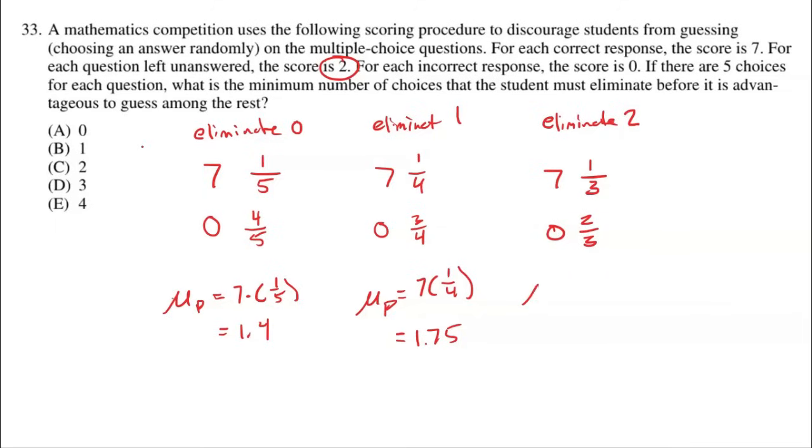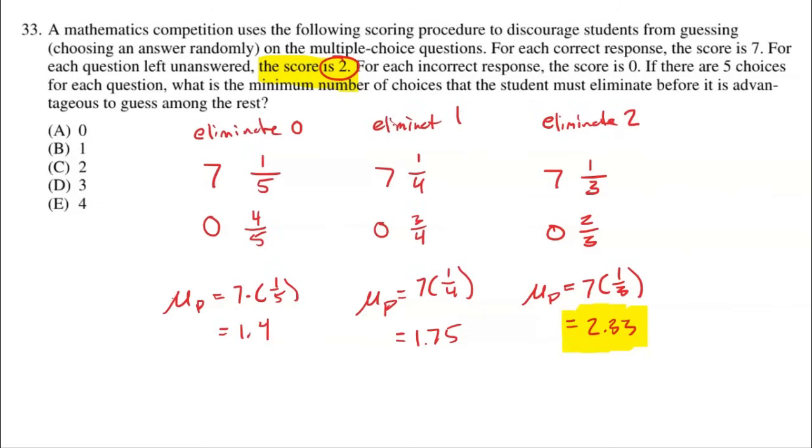So again, what's the expected value or the mean number of points in the long run in this scenario? Well, 7 times 1/3. Technically, we do need to do 0 times 2/3, but that's going to be 0, so it doesn't matter. And 7 times 1/3 is 2.33. So now it's smart if we actually go ahead and guess, because in the long run, we're going to get 2.33 points, which is greater than if we just leave it blank.